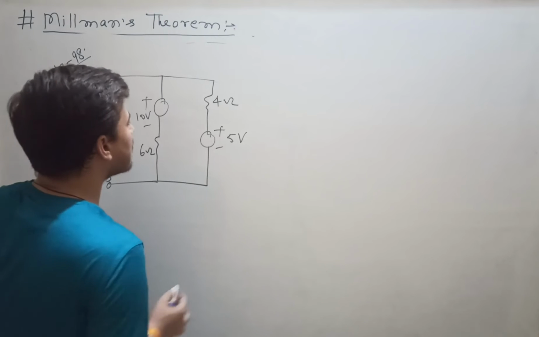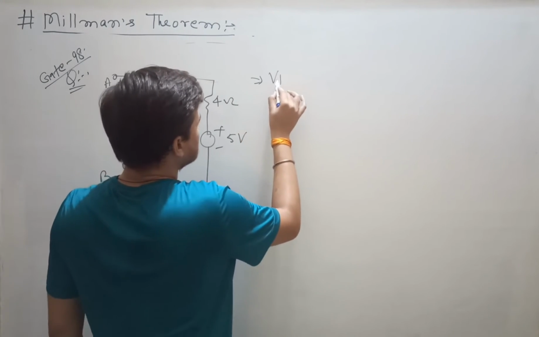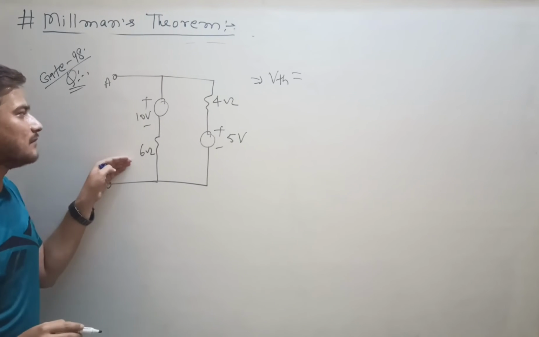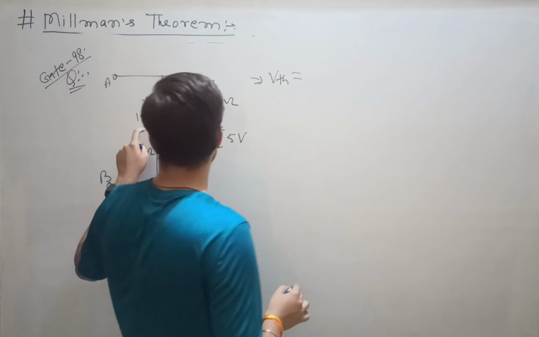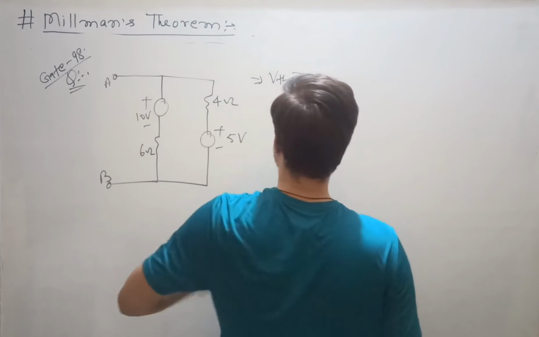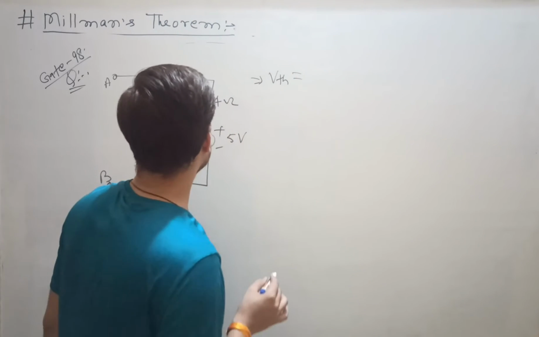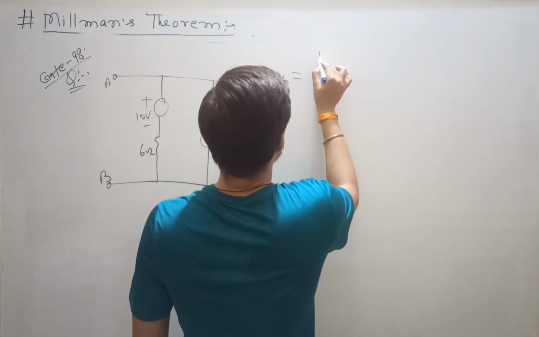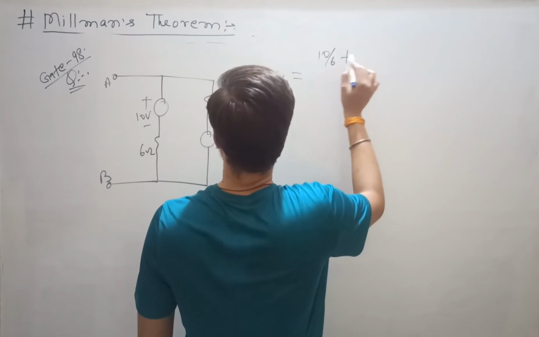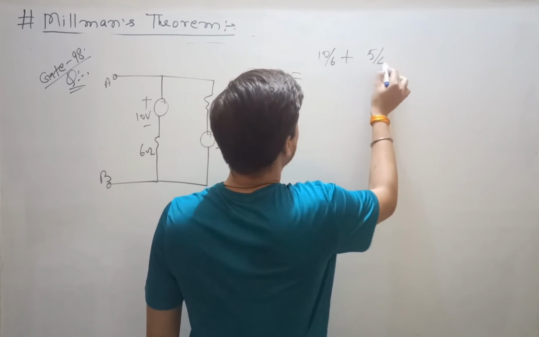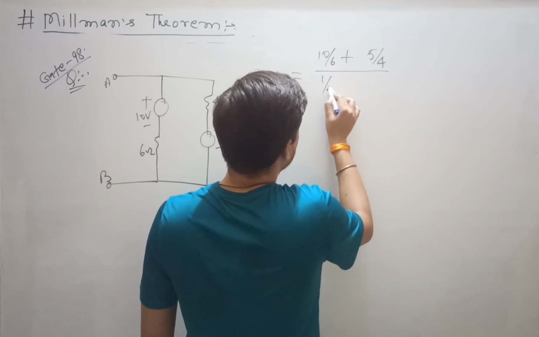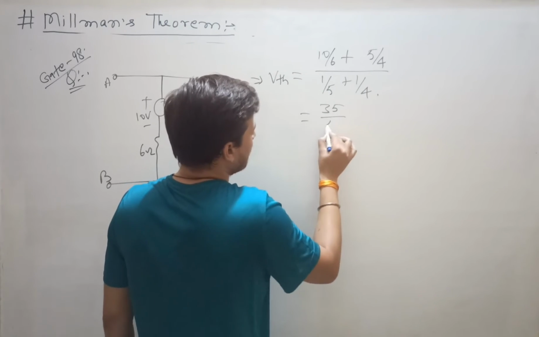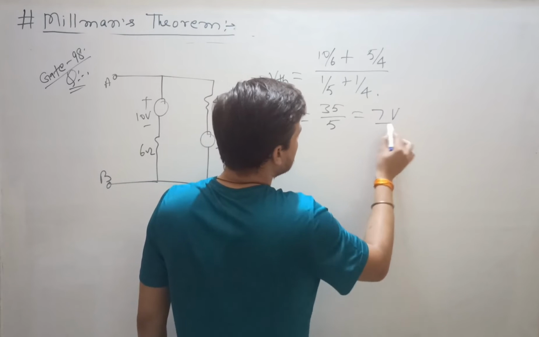So how will you find Thevenin's voltage? VTh or VAB will be equal to, again you have to apply Millman's theorem. Direction is minus plus positive, minus plus positive. So both the voltages will be added. So it will be equal to 10 by 6 plus 10 by 6 plus 5 by 4 divided by 1 by 5 plus 1 by 4. So from here it will be 35 divided by 5. So it will be equal to 7 volt.